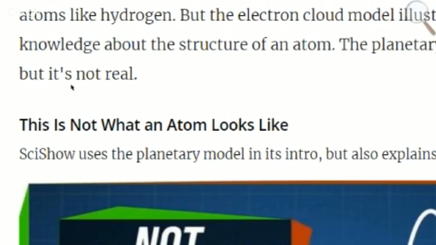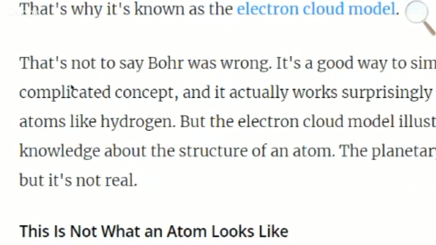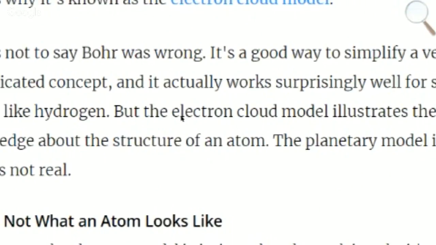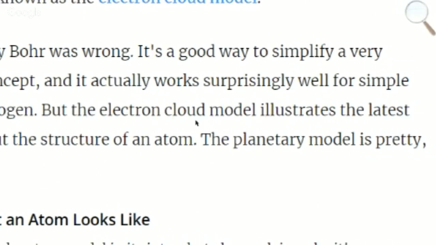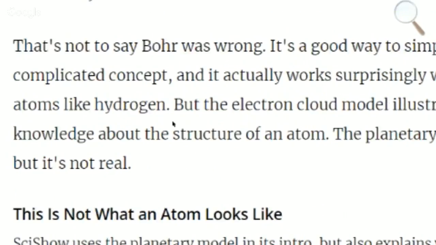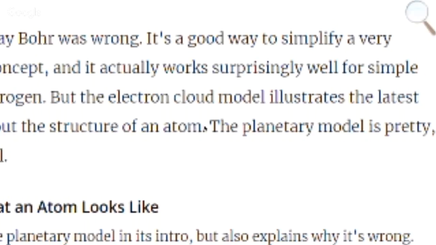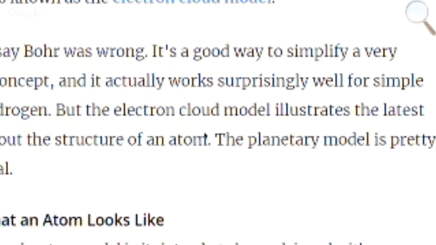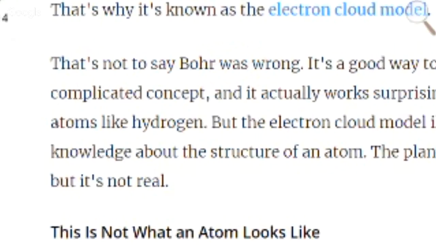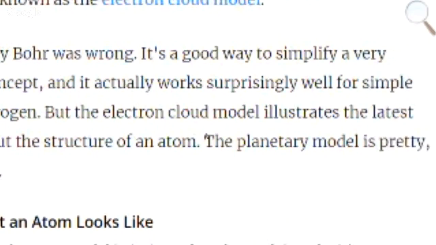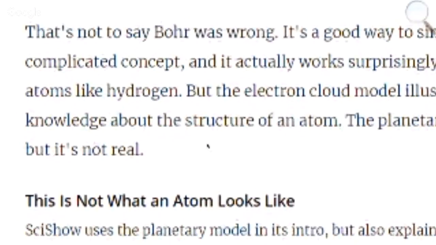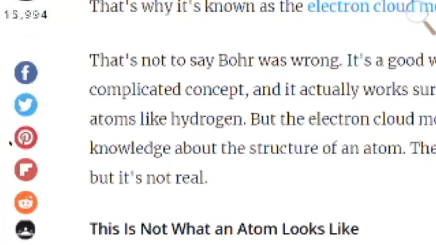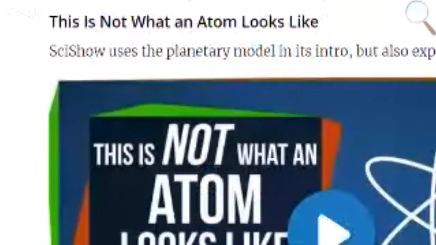So it's not easy to say Bohr was wrong. It's a good way to simplify a very complicated concept. It actually works surprisingly well for simple atoms like hydrogen, but the electron cloud model illustrates the latest knowledge about the structure of the atom. The planetary model is pretty, but it's not real. This is not what an atom looks like.